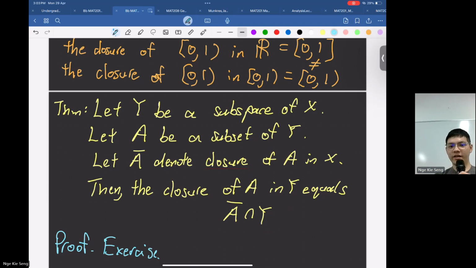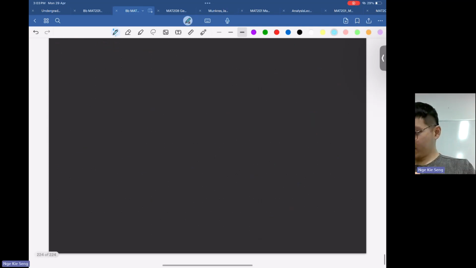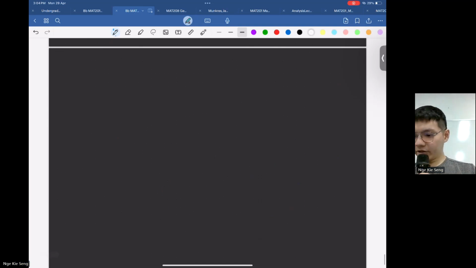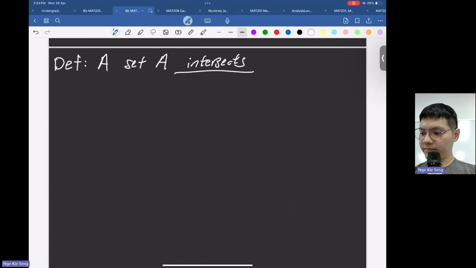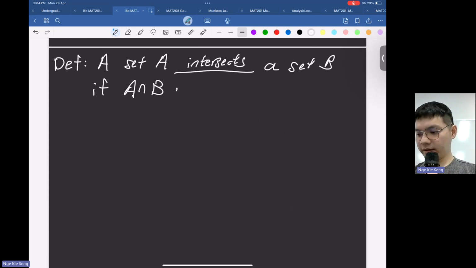Let's continue some more. Let's see if we can get to Hausdorff spaces before 3:30. So the next definition is also very reminiscent. Let's say that a set A intersects a set B if the intersection is not empty.